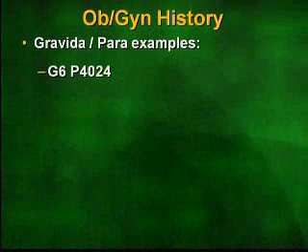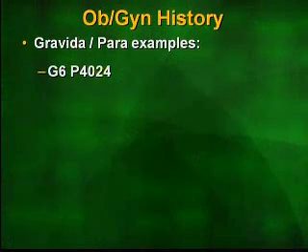So if you're looking at a report from an OBGYN, you may see gravida 6, P4024. So what does that mean? You've got to remember TPAL, which stands for term, premature, abortion, living. So this patient's had 4 term deliveries, no premature, there's a 0 there, 2 abortions, and 4 living children.